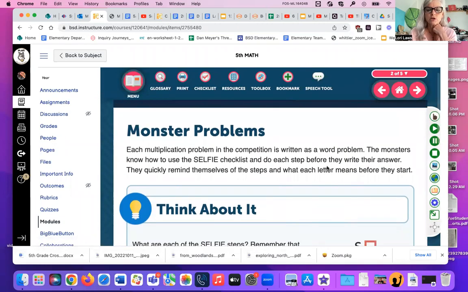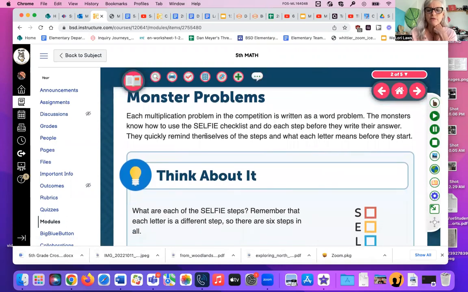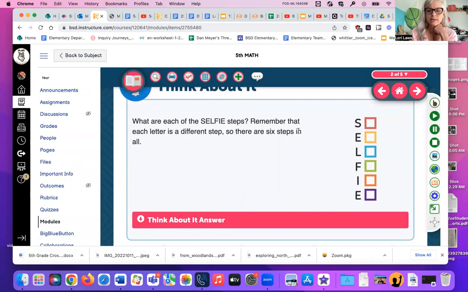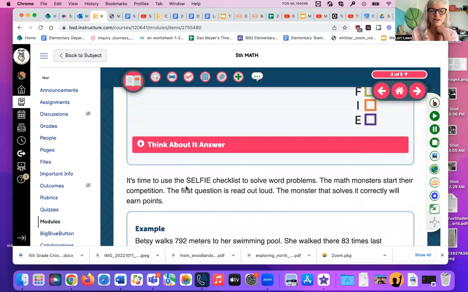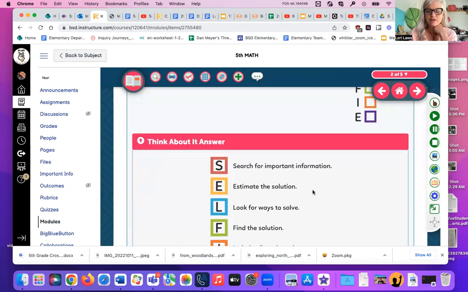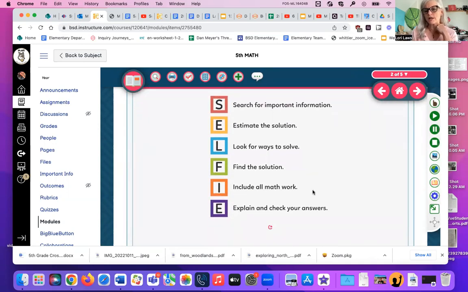Here we go, monster problems. They tell you to use the SELFIE checklist and do each step before you write your answer. So what are the SELFIE steps? Here they are. Search for important information. If you're in class, you underline the important information. You guys can do that too, especially if you have a worksheet like you have today.